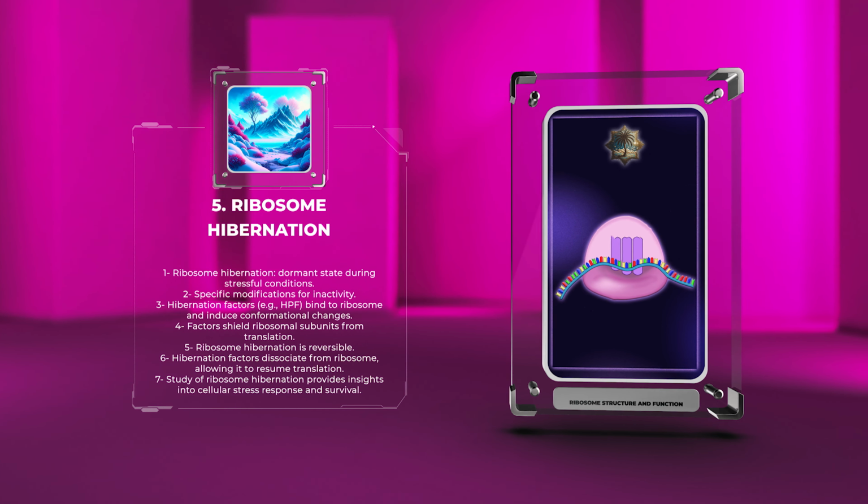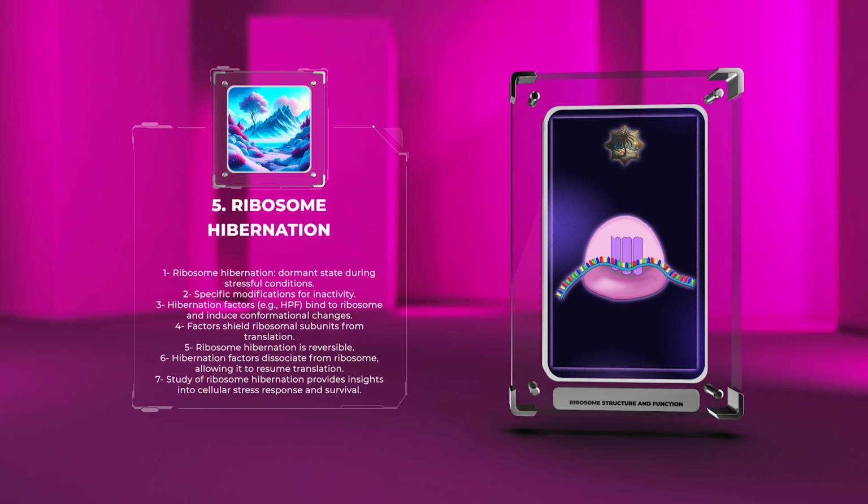Ribosome hibernation is a reversible process, and upon the restoration of favorable conditions, the hibernation factors dissociate from the ribosome, allowing it to resume translation. The study of ribosome hibernation provides insights into how cells adapt to stress and ensure their survival under adverse conditions. It also highlights the versatility and adaptability of ribosomes in response to changing cellular environments.